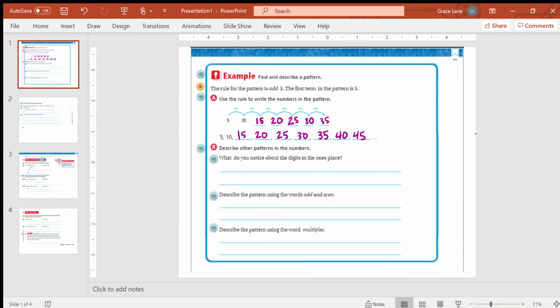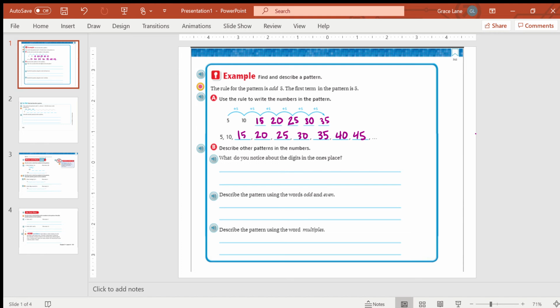So then the second part of this lesson is now we're gonna see if you can see any other patterns. Looking at your different terms or your list of numbers. So under part B it says, what do you notice about the digits in the ones place? So see if you can think of other patterns that you see. You can pause the video, think about it for a second, check back in when you're done.